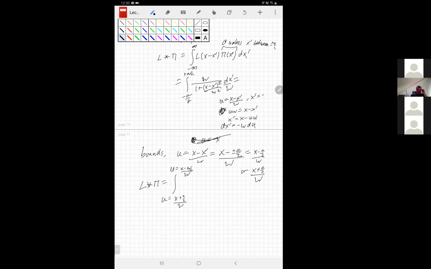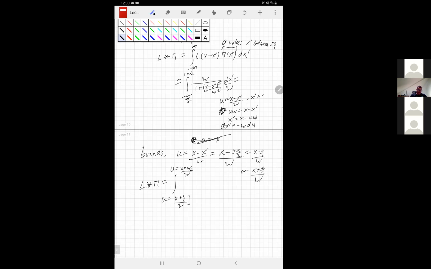You may be saying, but isn't this the larger one? Yeah, it is the larger one. But we didn't say integrate from a small value of u to a big value of u. We said integrate from x prime equals minus a over 2 to x prime equals plus a over 2. And when x prime is minus a over 2, we've got x minus a negative number, which is x plus something. And when x prime is positive, we've got x minus a positive number, which is going to be a smaller thing.